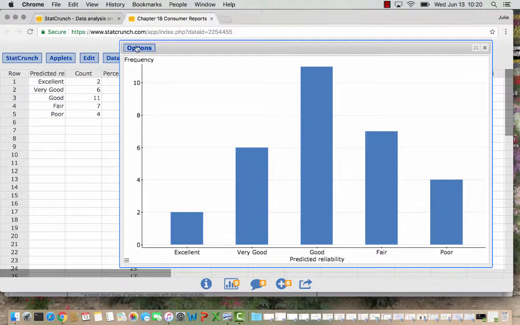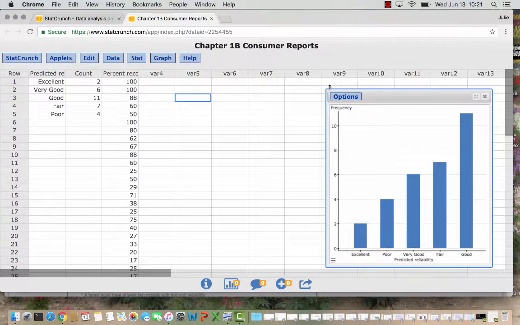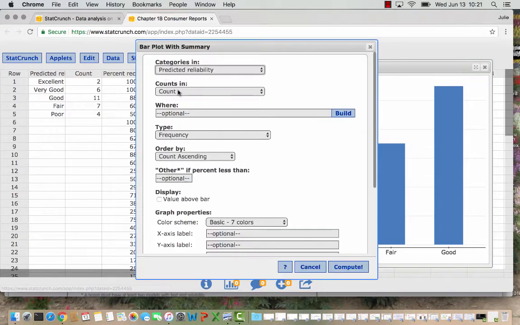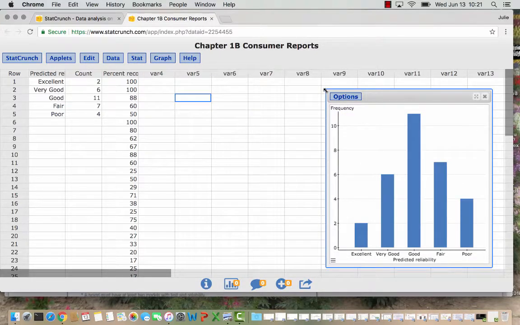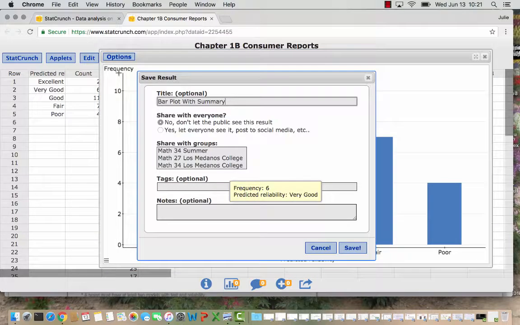So if you wanted to arrange it by count ascending, then you'd have the smallest count first, which is excellent, and then poor, and then very good, fair, and good. I like it in the order that we had on the worksheet. So I'm going to go back to order by worksheet here. That makes the most sense to me, to go down the comparison from excellent to very good to fair to poor.